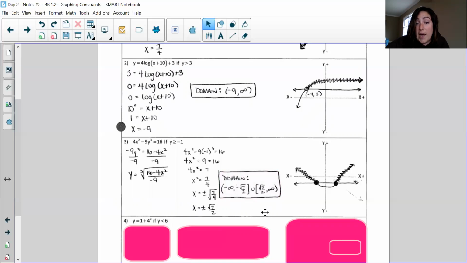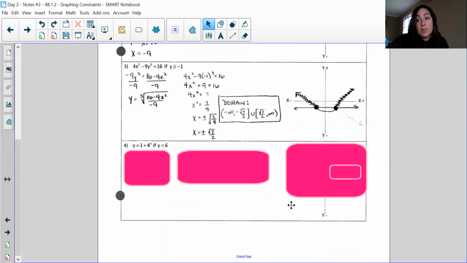And go ahead, find the domain. So again, we want where y is greater than or equal to -1. So we want this section and that section, everywhere where y is greater than or equal to -1. So everything where x is between -infinity and -square root of 7/2, inclusive on the square root of 7/2, because it's or equal to. And then again, from the square root of 7/2, inclusive, to infinity.